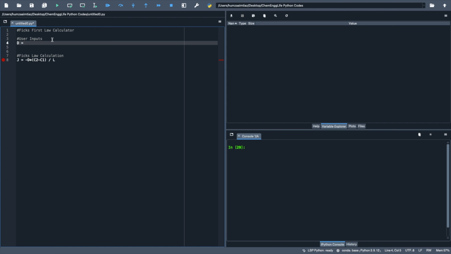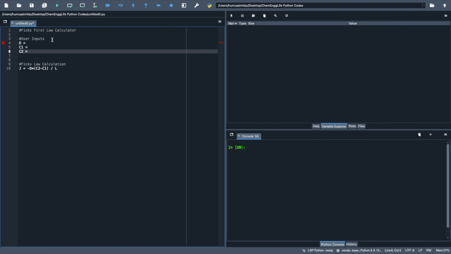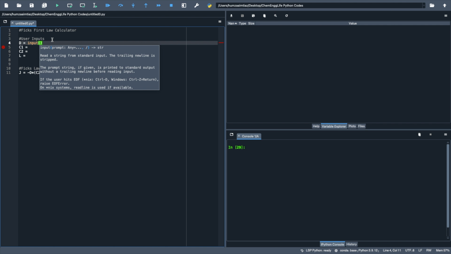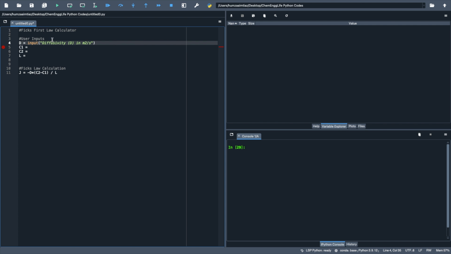So you have your D, which is our diffusivity. Then we have the concentration, the second concentration, and the length of the slab. Then I'm going to write float because we want the input to be stored as a number. Actually, I'm going to write the input first, and then I'll show you. Diffusivity, if I can spell it right, there we go. That is D, in meters squared per second, and that would be the very first value.